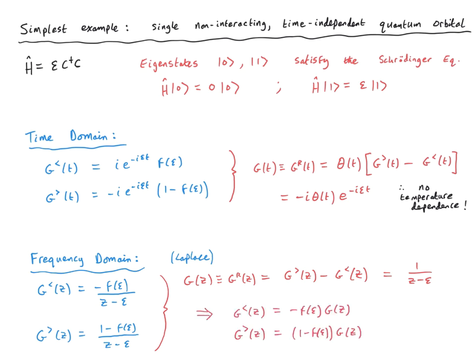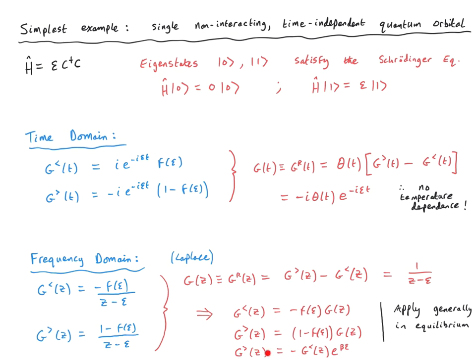In particular, we can now also relate the lesser and greater Green's functions to the retarded function. We find that g lesser is equal to minus the Fermi function times g retarded, whereas g greater is equal to 1 minus the Fermi function times g retarded. These are actually related to the so-called fluctuation-dissipation theorem and are quite general. In fact, they really apply very generally in any equilibrium system, as we'll see.